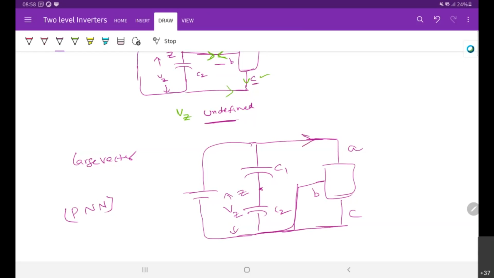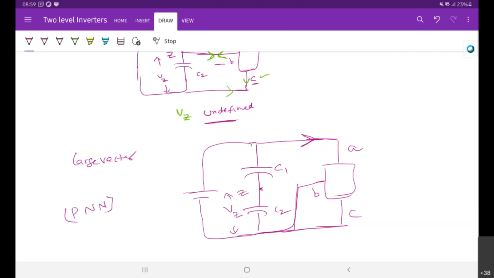So now we assume that this is the current direction. What is the effect of this on VZ? How is it affecting now? Increases, sir. VZ will increase. How can you say it increases? VC1 will decrease, sir, so VC2 has to increase.